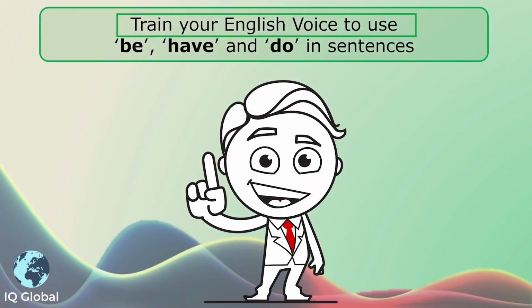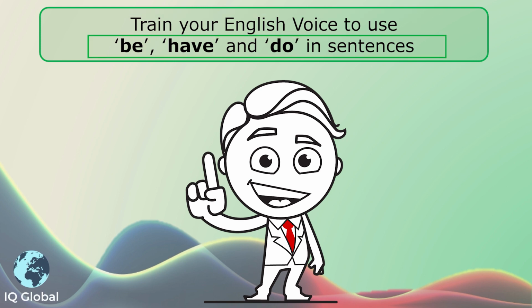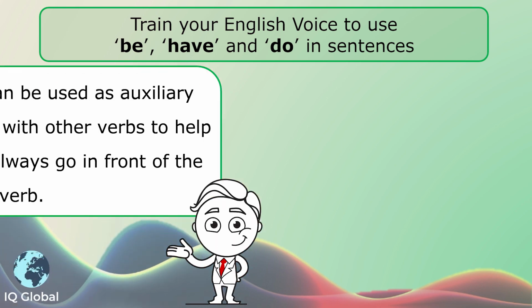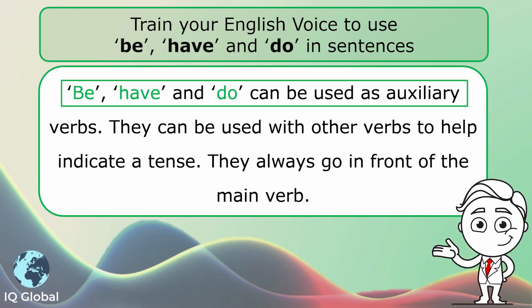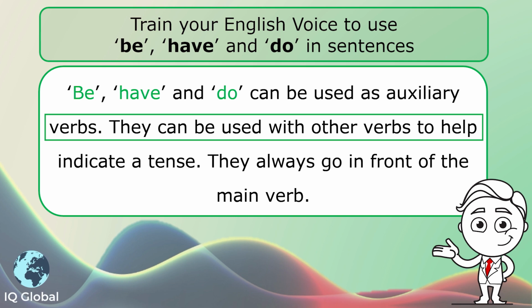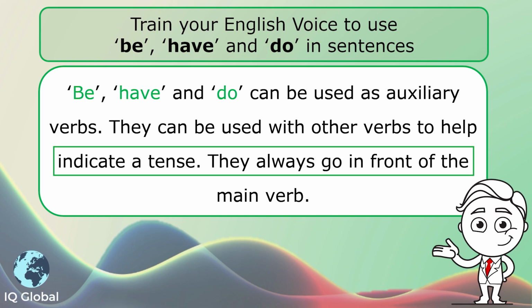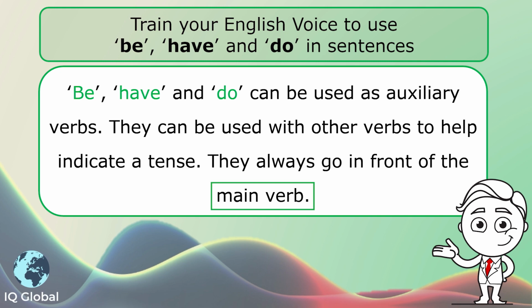Train your English voice to use be, have, and do in sentences. Be, have, and do can be used as auxiliary verbs. They can be used with other verbs to help indicate a tense. They always go in front of the main verb.